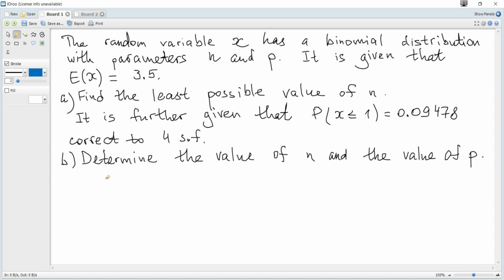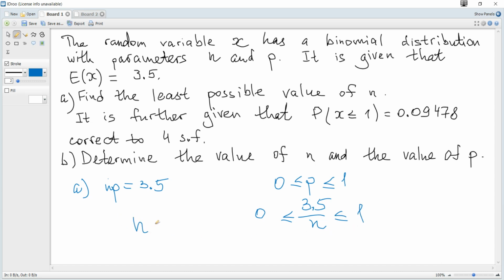The expected value is equal to np. This formula is given in the data booklet, and it's 3.5. And we know that probability is greater than or equal to 0 and less than or equal to 1. Hence, we get that 3.5 divided by n should be greater than or equal to 0 and less than or equal to 1. And hence the least possible value of n is 4.